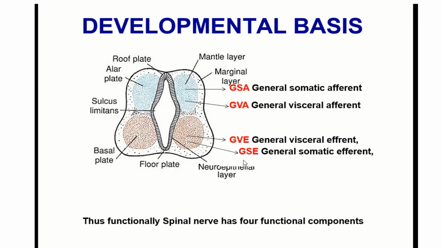These are, from ventral to dorsal side, general somatic efferent, that is GSE, the general visceral efferent, that is GVE, the general visceral afferent, that is GVA, and the general somatic afferent, that is GSA. The general somatic efferent is primarily responsible for supplying the skeletal muscles, the general visceral efferent for supplying smooth muscles and glands, general visceral afferent to carry sensations from the viscera, and the general somatic afferent to carry the general sensations from the skin.